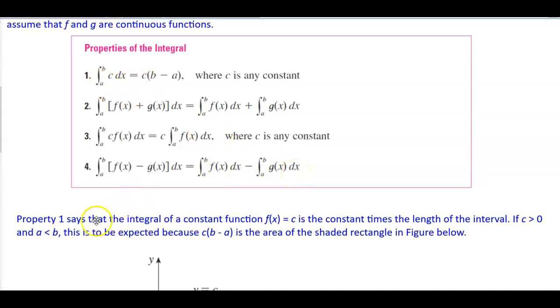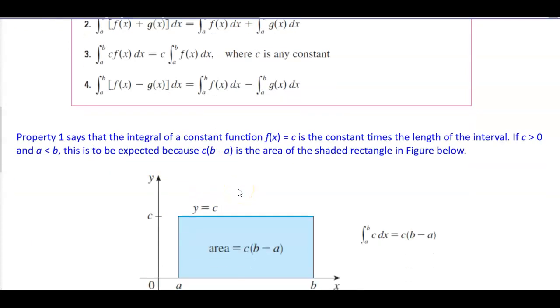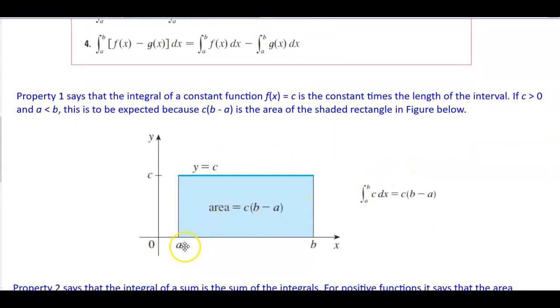Now, if we look at property 1, it says that the integral of the constant function f of x equal to c is the constant times the length of the interval. So if the constant is greater than 0 and a is less than b, this is to be expected because c times b minus a is the area of the shaded rectangle in the figure below. Here is the interval from a to b, and then there is the height c. So that's the area of the rectangle: length times width gives us the area. That makes sense for property number 1.